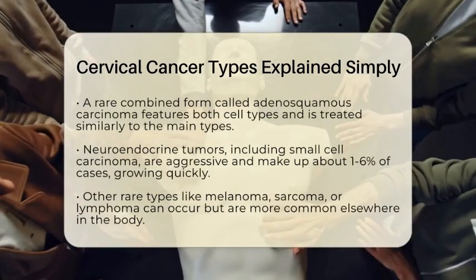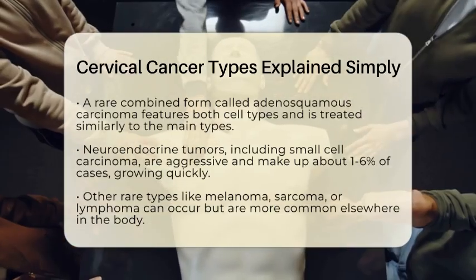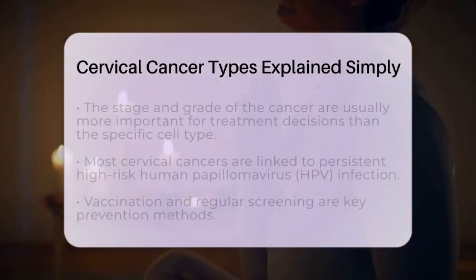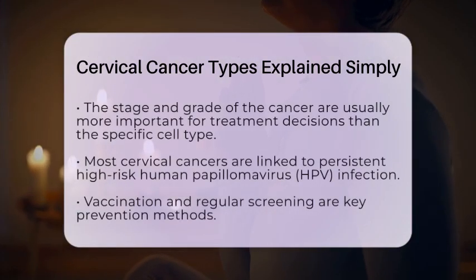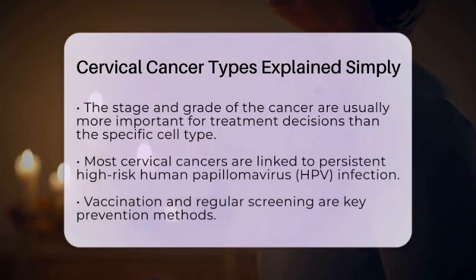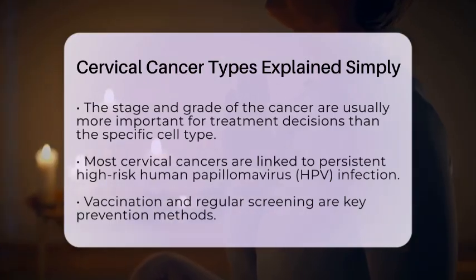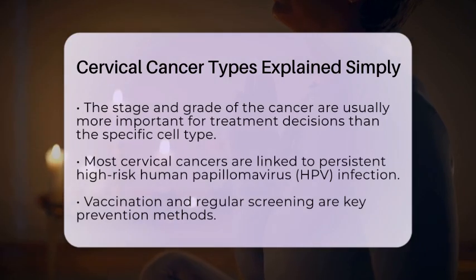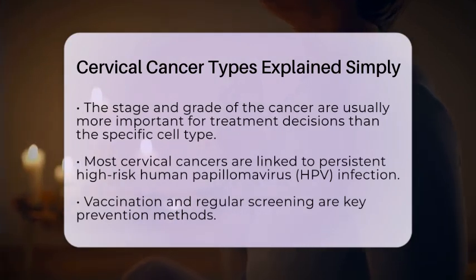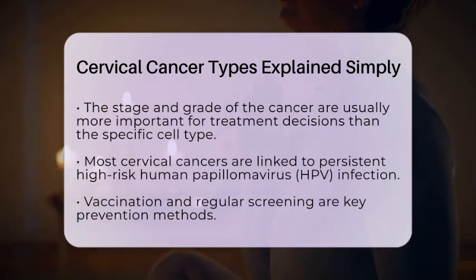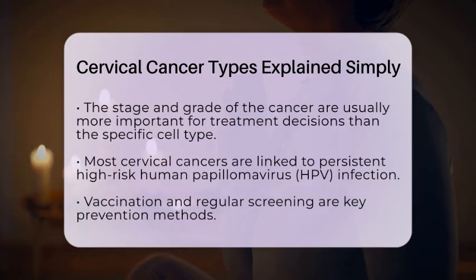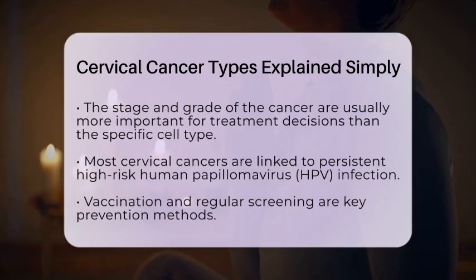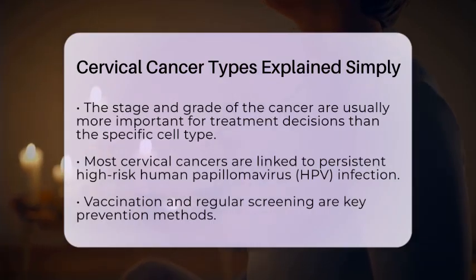There are also rare but aggressive tumors known as neuroendocrine tumors, including small cell carcinoma. These are quite uncommon, making up about 1 to 6% of cases, and tend to grow quickly. They involve small cells with a high nucleus to cytoplasm ratio and often require different treatment approaches. Very rarely, other types like melanoma, sarcoma, or lymphoma may occur in the cervix, but these are more typical in other parts of the body.